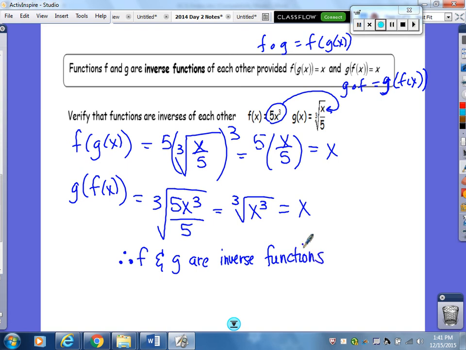Okay? And so like I said, if it asks you to show that one is an inverse of the other, this is what I'm asking you to do. I know you can find the inverse of one of them and show that it equals the other one, but that's not the verification. It's method here. Remember, a lot of what we do is method.